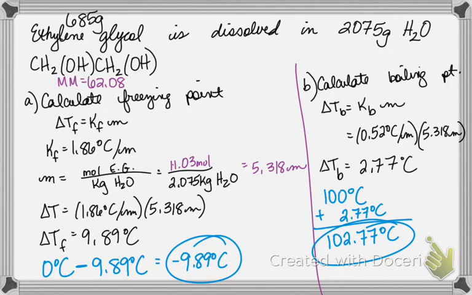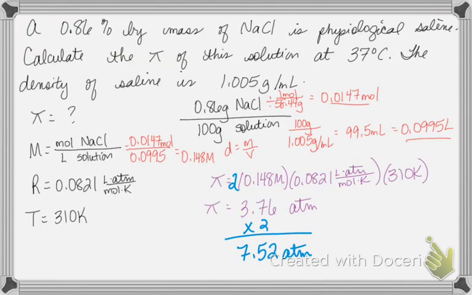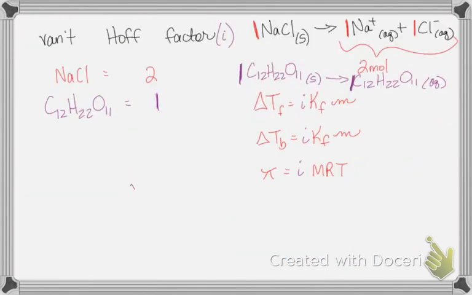Had this been sodium chloride, then the real answer would have been double the 9.89. Right? The change would have been twice that. So the freezing temperature would have decreased by double that amount. Now, is the Van't Hoff factor always double? No.